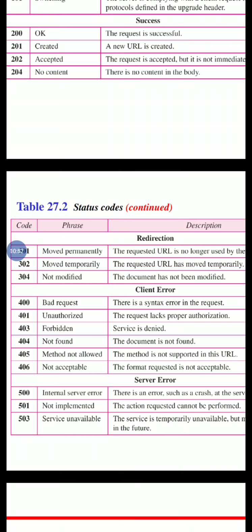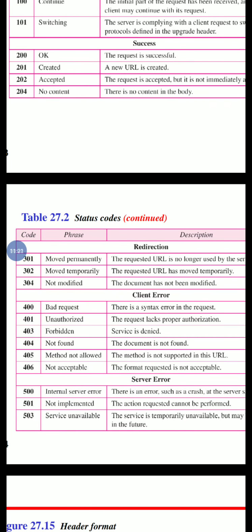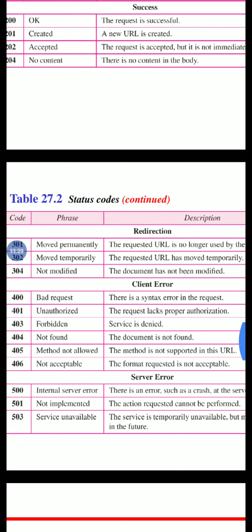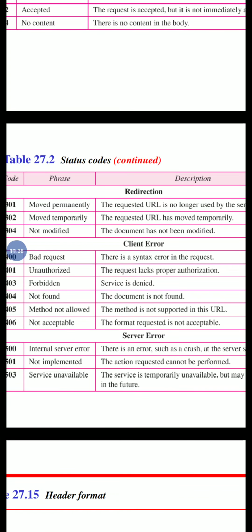In that, 400, that is what, Bad Request. 401, Unauthorized. 403, Forbidden. 404, the document is not found. And this error you can find most of the times, error 404, that is Not Found. Means what, if the internet connection is there, and you put the URL in the browser, but you are not getting access, the document is not found. 405, Method Not Allowed. 406, Not Acceptable. So these are the client errors. Means what, at the client side some problems are there.